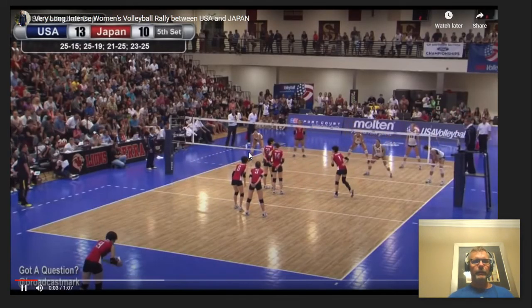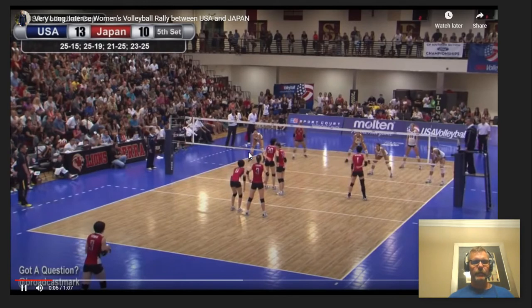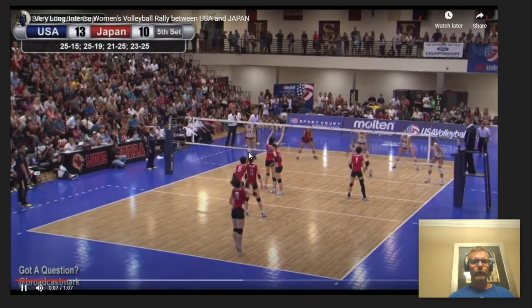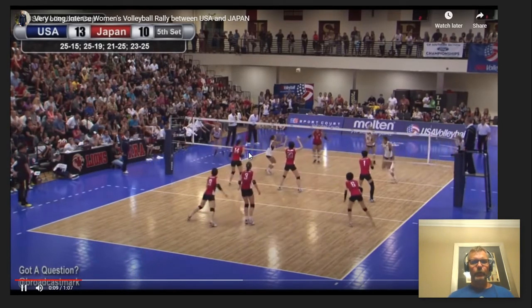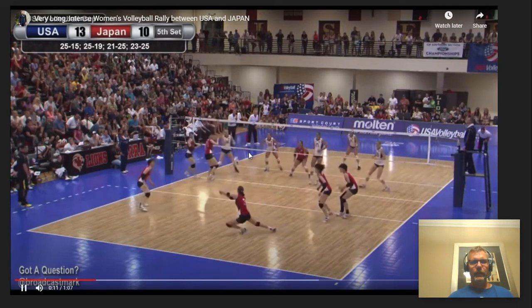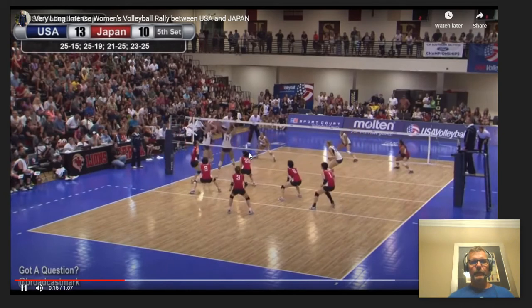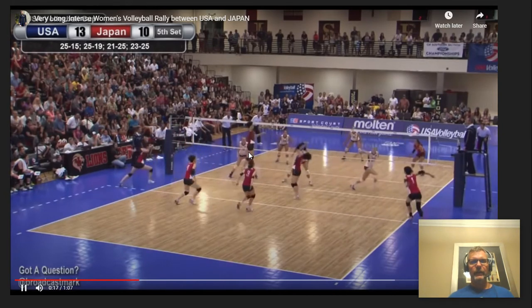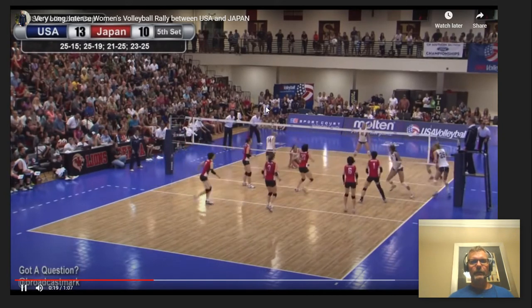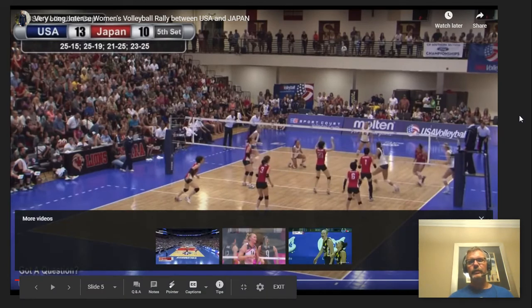The Japanese are in the front of the screen, and they are about to serve to start the cycle. Then they're going to go to their base positions. They're going to read, they're going to make a decision, and they're going to defend. Then they transition to an offensive play. They end up having to dig it, and it continues. And that cycle of actions will repeat itself over and over and over.